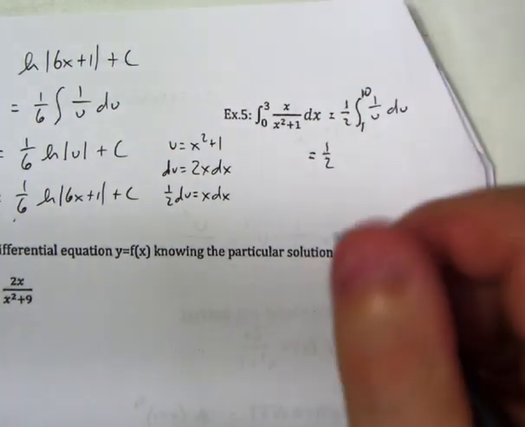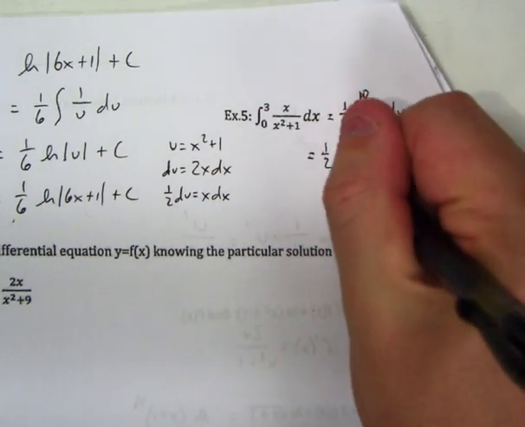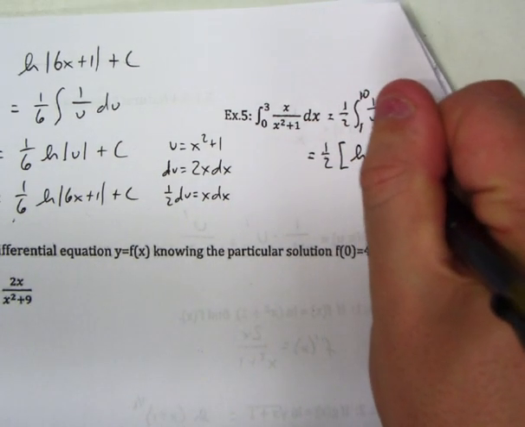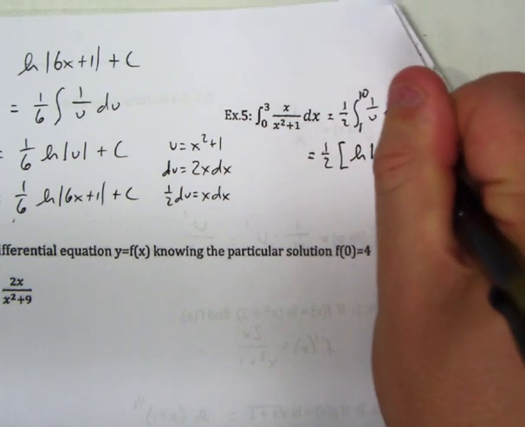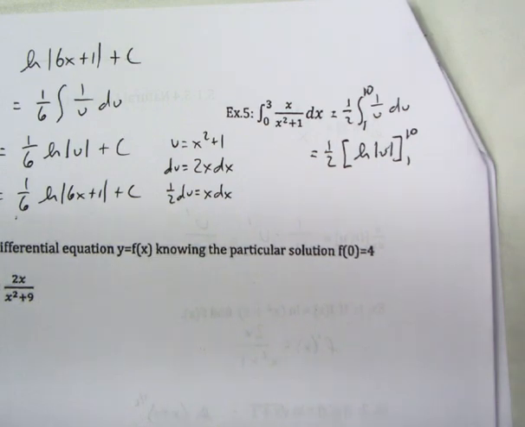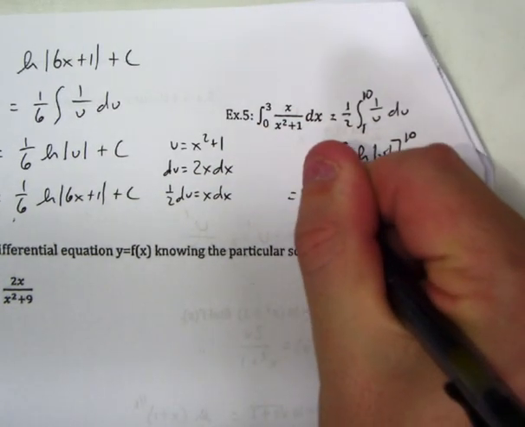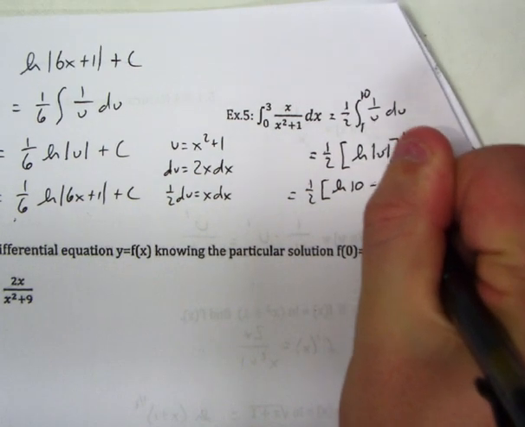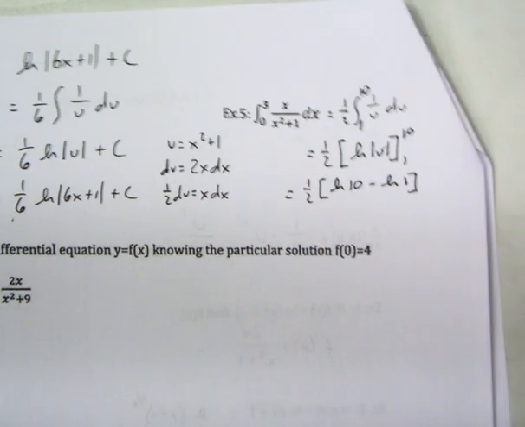It's going to be 1/2. And then the integral of 1 over u is natural log absolute value of u from 1 to 10. And then plug in 10. Plug in 1.